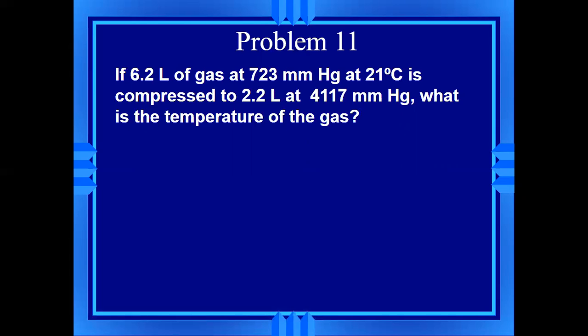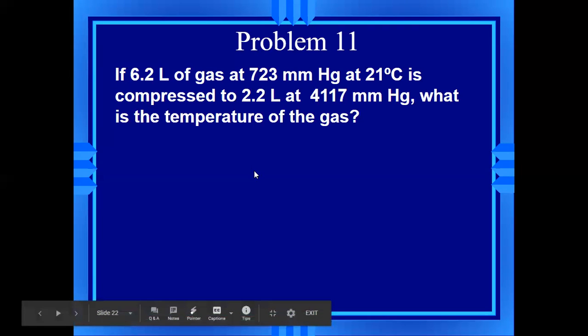I think it's the final one, where we have 6.2 liters of gas at 723 millimeters of mercury at 21 degrees Celsius, compressed to 2.2 liters at 4,117 millimeters of mercury. What is the temperature of that gas?